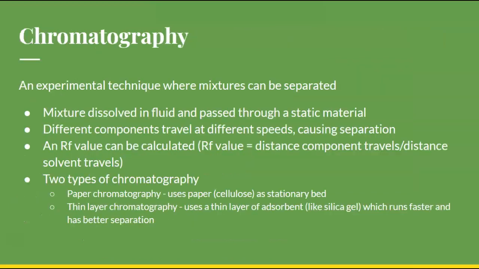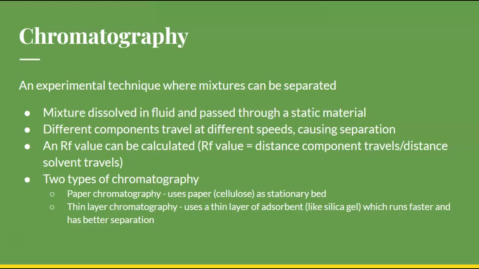Okay, let's talk about chromatography. This is an experimental technique, and this is a way to separate pigments so that you can see what pigments you're actually working with. So you make a mixture and you dissolve it in a specific fluid, and then you pass it through a specific material. We are going to do this in class, so you will see how this actually works, but the key here is that components travel at different speeds. They travel at different speeds because they are different weights.